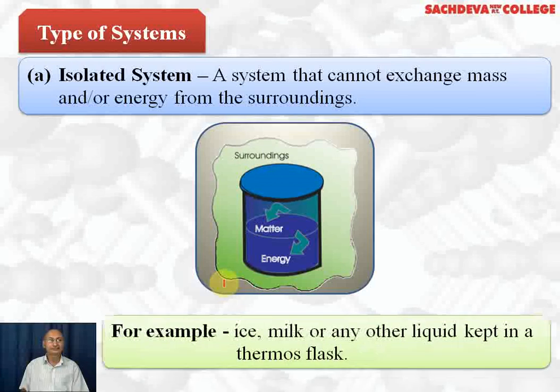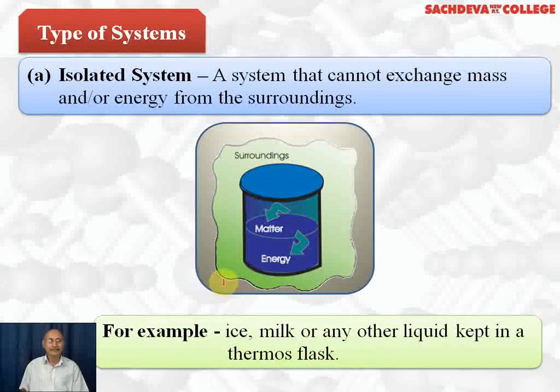An example is a thermos flask. If you keep ice, milk, or any other liquid in a thermos flask, it is an isolated system. Why is it an isolated system? Because no matter can go inside and no matter can come out. Similarly, energy cannot go inside and energy cannot come outside. So that's why it is called an isolated system.